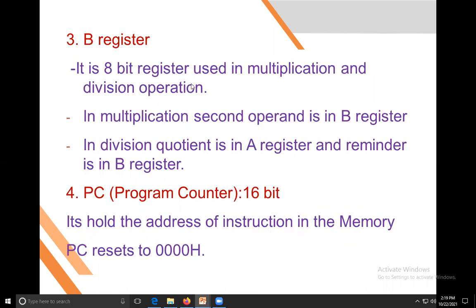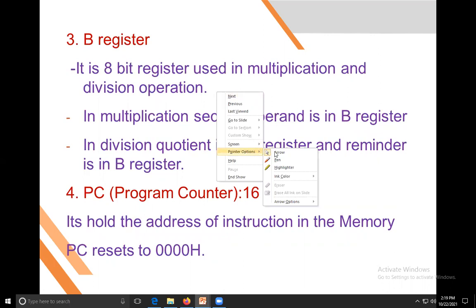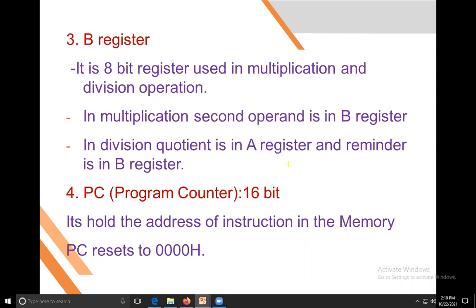Next, the B register. This is the importance of the B register, also for your online examination. B is an 8-bit register. It is used in multiplication and division operations. You must remember this: for multiplication and division, we have to use register B.